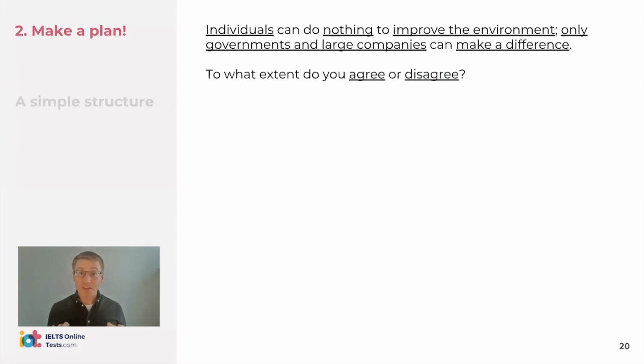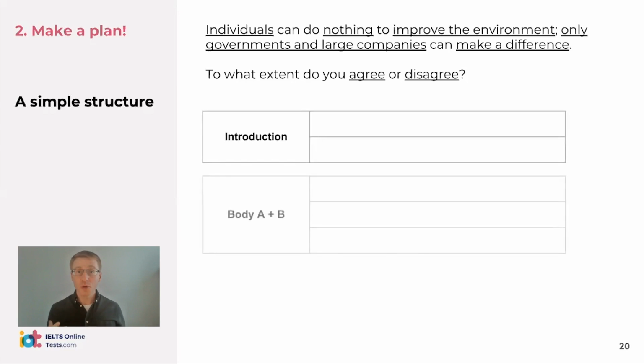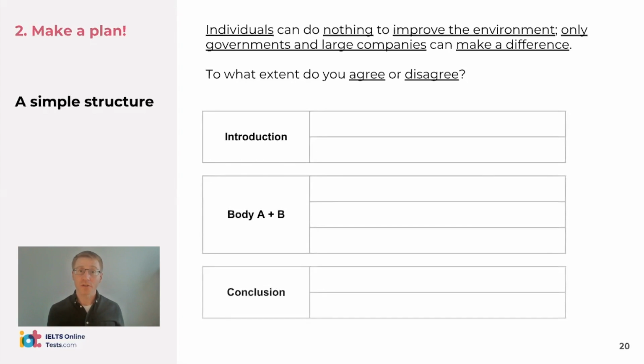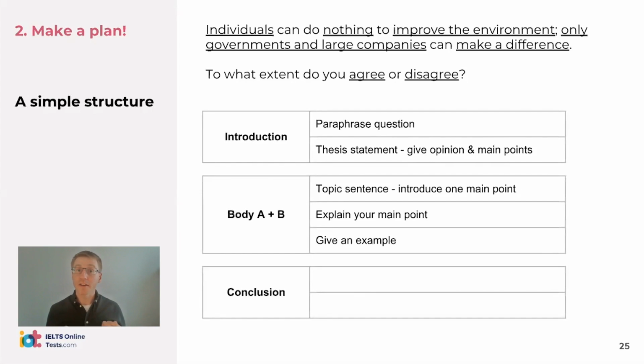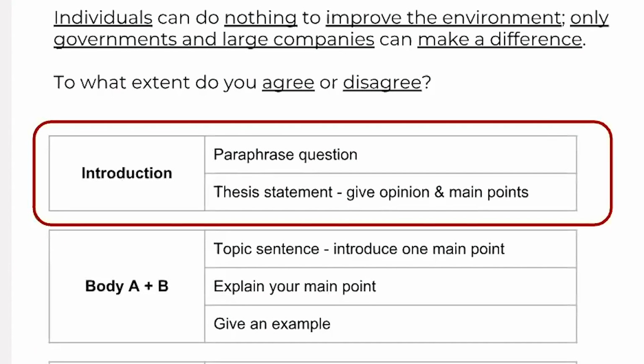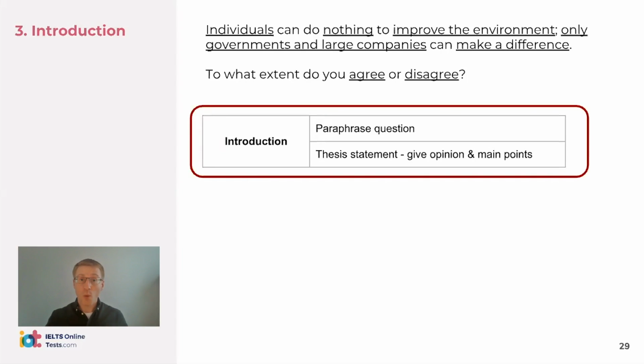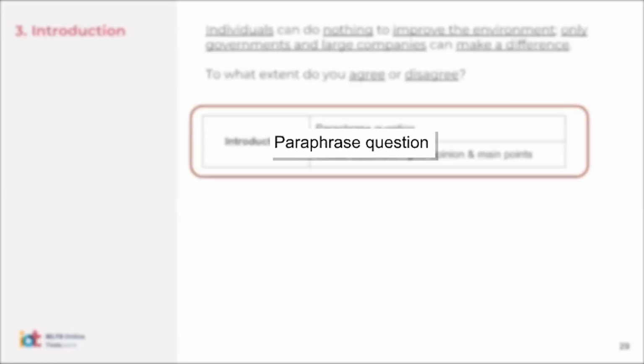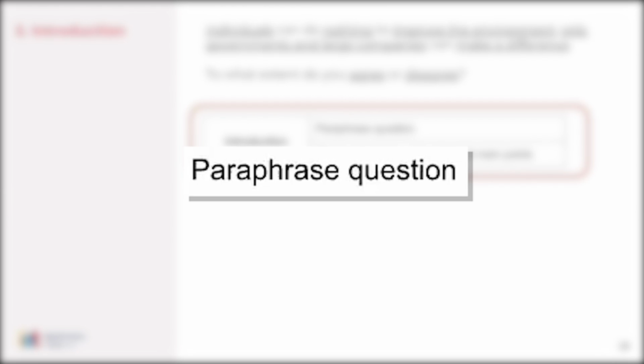Now we can use a simple structure for our essay. An introduction, 2 body paragraphs, and a conclusion. Each paragraph can be split into sentences, which we'll look at in another lesson. Today, we're going to focus on writing our introduction. In our introduction, we need to do 2 things. First of all, we need to paraphrase the question.